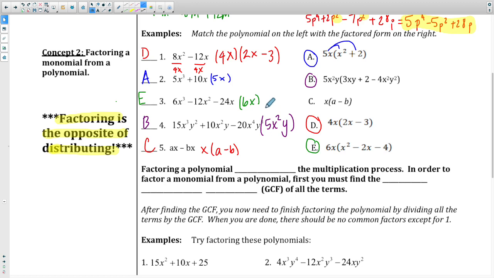Okay, number 3 is E. Same thing. I looked and I saw I could factor out a GCF of 6x squared. And if I go over here and I double check it, then that does check out.